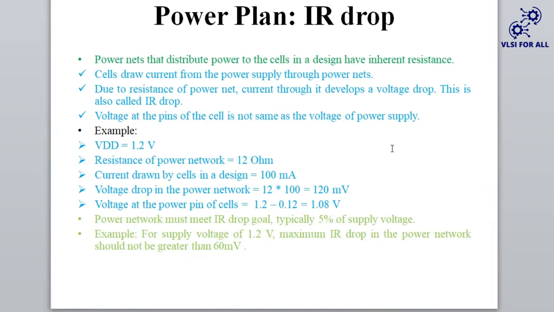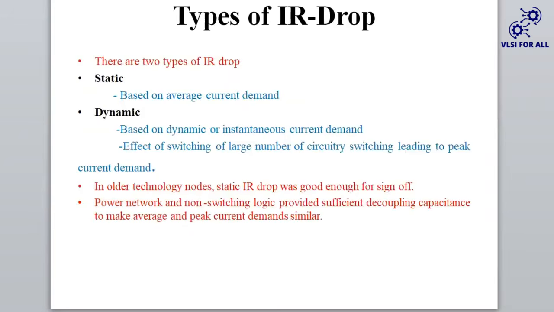For example, for a supply voltage of 1.2 volt, the maximum IR drop in the power network should not be greater than 60 millivolt. This will be decided by the foundry. So accordingly, we'll be designing our chip. Next, in IR drop, there are two types of IR drops. So what are those types? One is static, another one is dynamic.